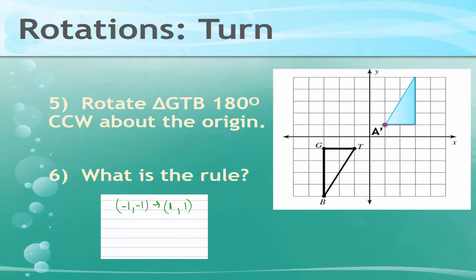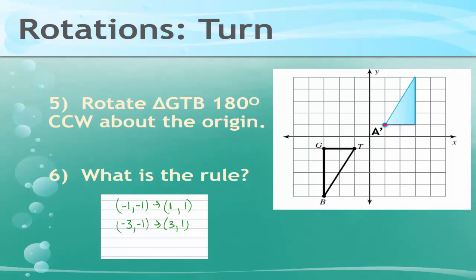We can do the same again for G. G is at (-3, -1). So it will become the opposite of both. The opposite of negative 3 is 3. The opposite of negative 1 is 1. So my G prime ordered pair should end up at (3, 1).